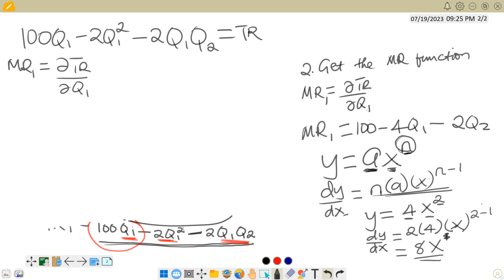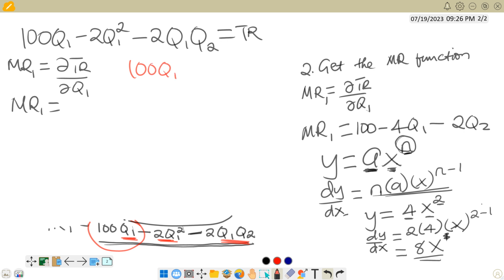So that is what we are seeing right there. Okay, so now can we do this? Yes, we can. The first part, 100 q1. Remember, we are differentiating with respect to q1, right? So our marginal revenue will be, now look at this, the first part is 100 q1. It's 100 q1.